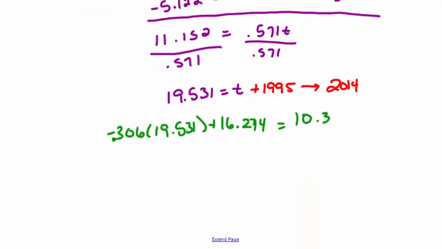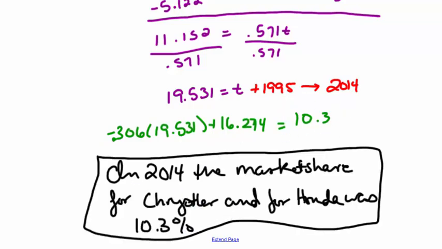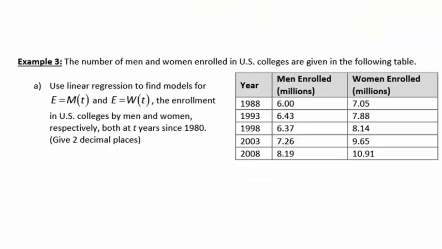So for our final answer, we can conclude that in 2014, the market share value for Chrysler and Honda was 10.3%. Alright, let's check out the next example.